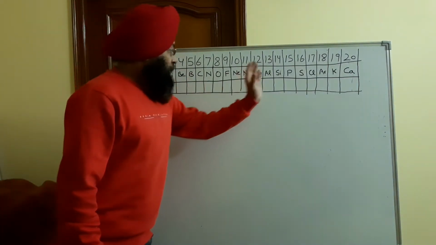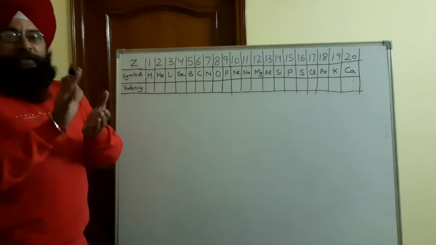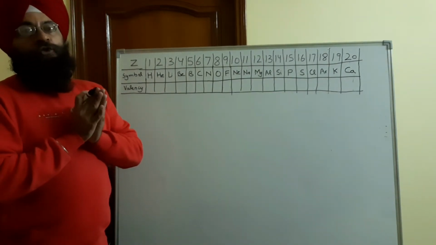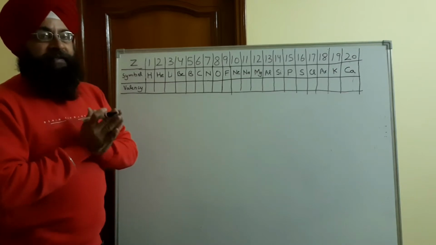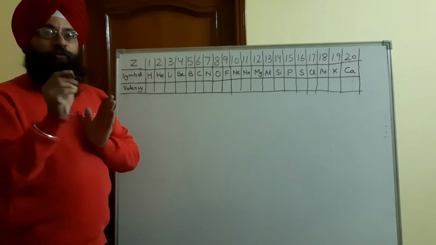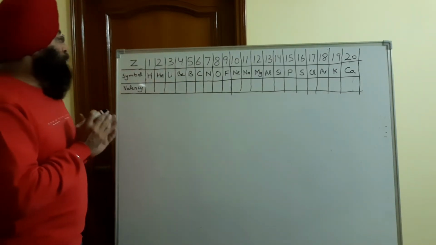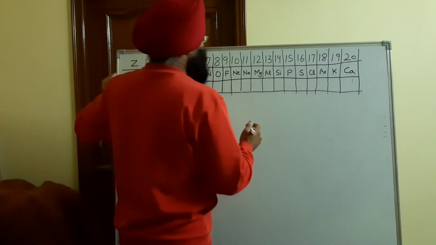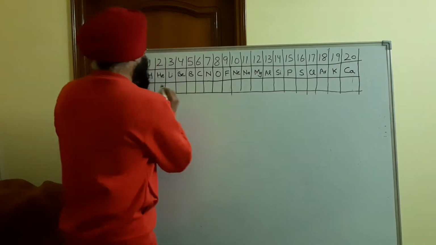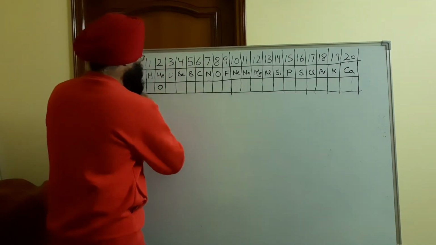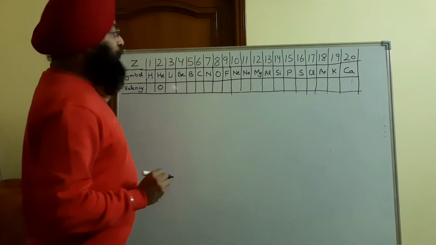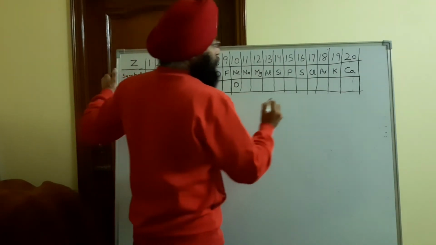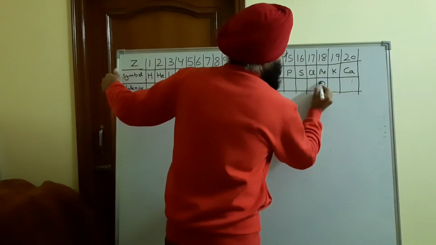Now, before giving the valency numbers, the first thing is to start from the noble gases. We know that the noble gases have zero valency because they do not react with other elements. In this case, the noble gases are helium, so you straight away write 0 below helium. Then you have neon, and then you have argon.